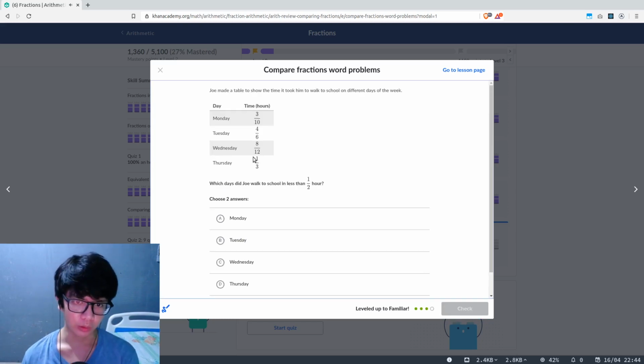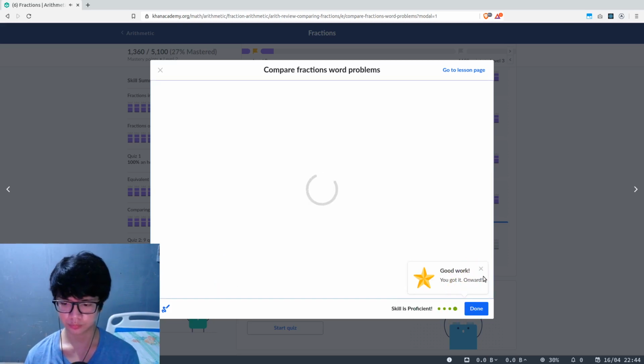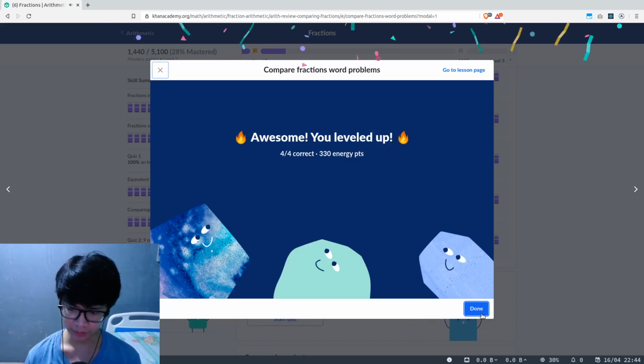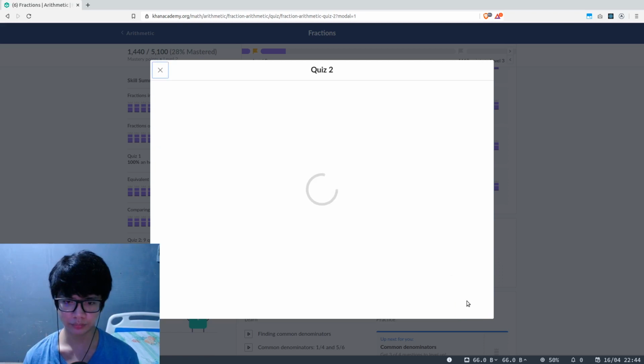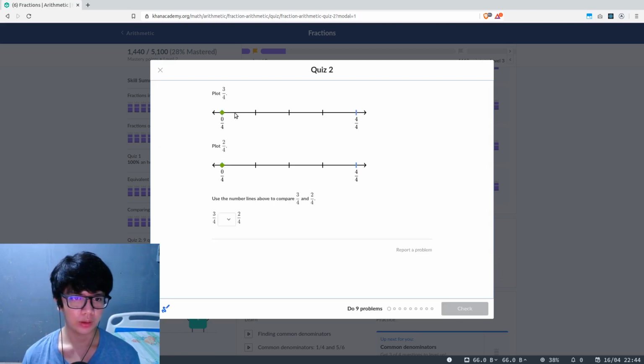Joe made a table to show the time it took him to walk to school on different days of the week. Which days did Joe walk to school in less than half an hour? Monday it's less than half, and 1/3 Thursday. You got it. Let's start the quiz. Plot 3/4. Plot 2/4. So clearly 3/4 is greater than 2/4.